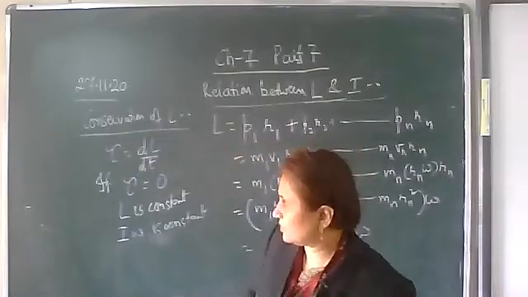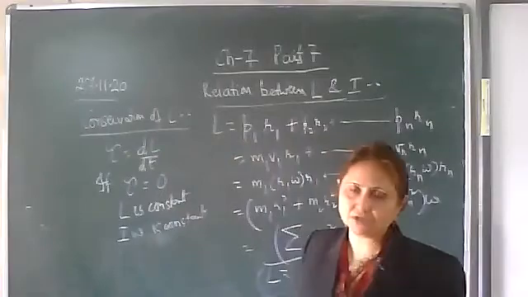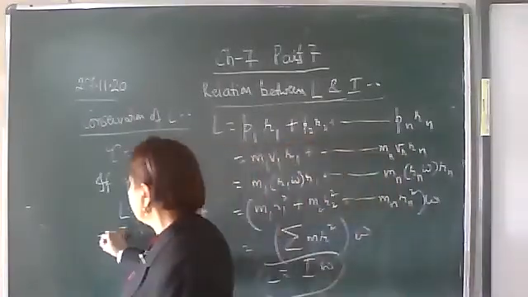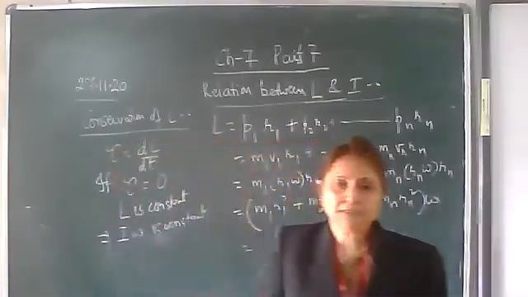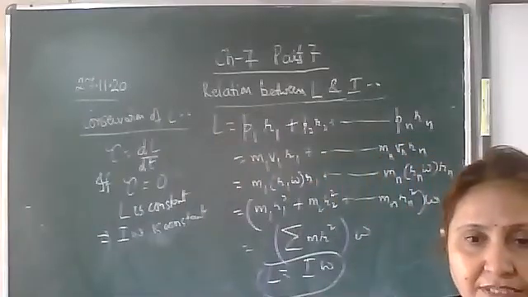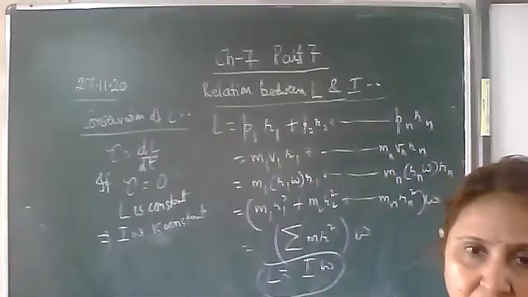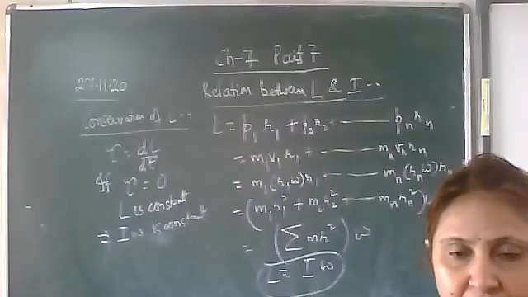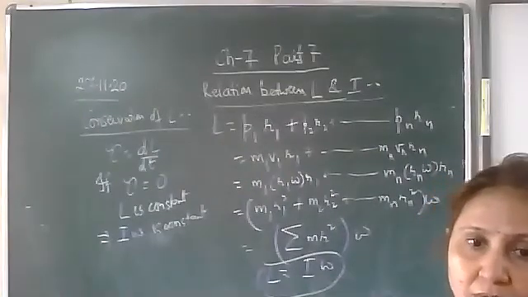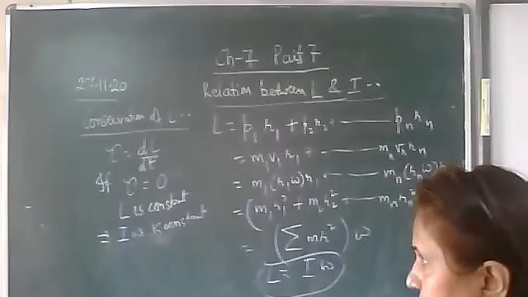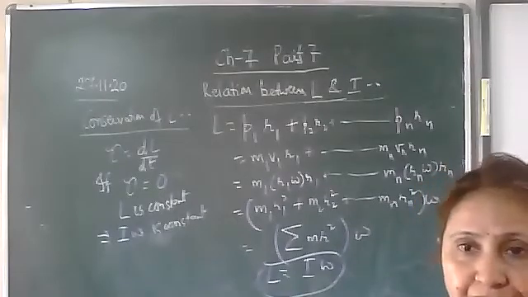So conservation of angular momentum: no external torque is acting, angular momentum is constant, and angular momentum equals I omega, that is, I omega is constant. Here we'll discuss a few examples based on this only. If no external torque is acting, I omega will be constant. Moment of inertia increases, angular velocity will decrease, and vice versa. Note it down.